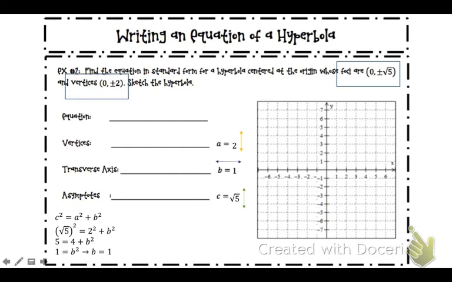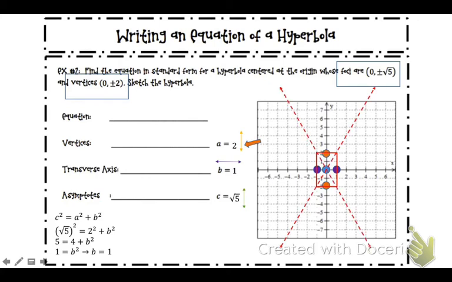And that's going to go left and right. Okay, so I found a, b, and c. I can basically graph this now. So I have a center at 0, 0. My a value is 2, and it goes up and down. So I'm going to go up 2 and down 2. My b is 1. I'm going to go left and right. So right 1, left 1. Then I can draw my box, draw my asymptotes.